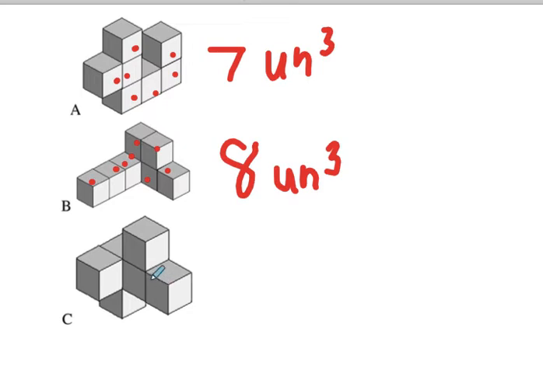Now, we have 1, 2, 3 going this way. We have 1, 2, 3, those 3 in the back row. There's one on the bottom here for 4, one on top here for 5, and one out front for 6. So this one is 6 units cubed.